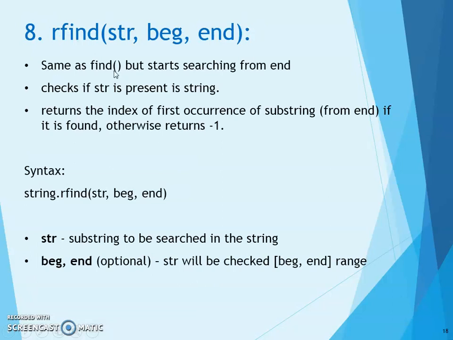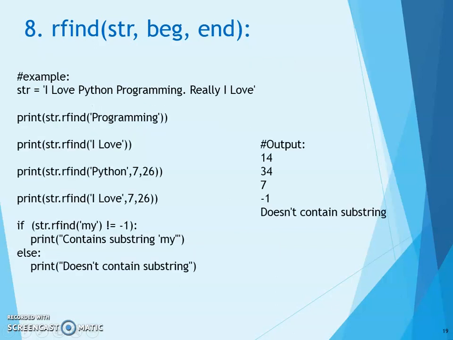Again, rfind is the same as the find method, the only thing is it starts searching from the end. Instead of searching from the start, it will start searching from the end. Otherwise, it works the same as find. Here this particular phrase "I love" is written 2 times, here and here also.